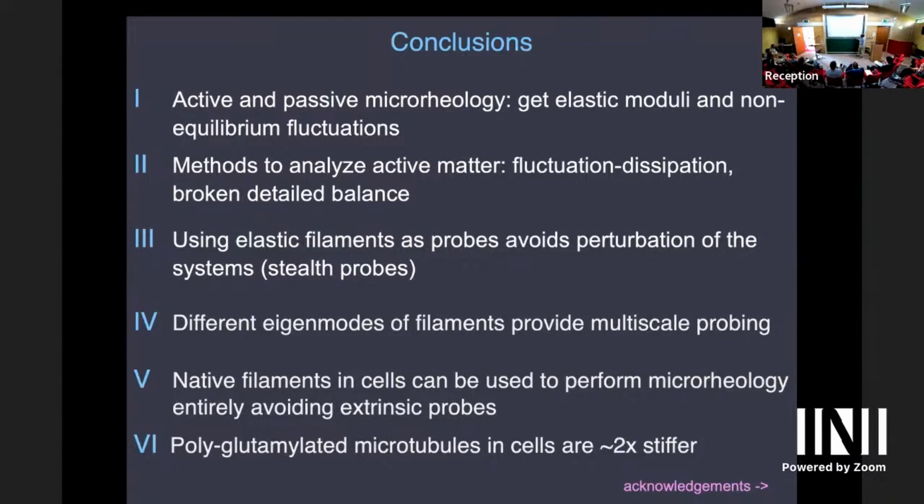Then the last part was all about these filaments. You can use them because they get into anything, especially the carbon nanotubes. You can use them as stealth probes. They're multi-scale, something within a range. And of course, what I find most exciting, you can use native structures in cells. You could even, if you want, generalize it to membranes.